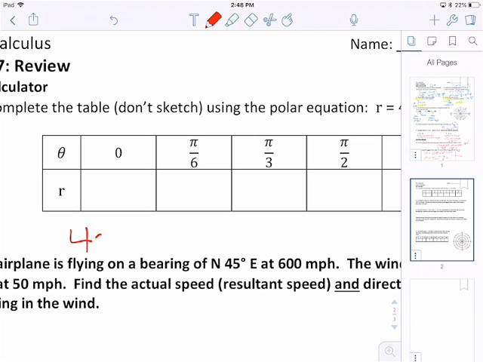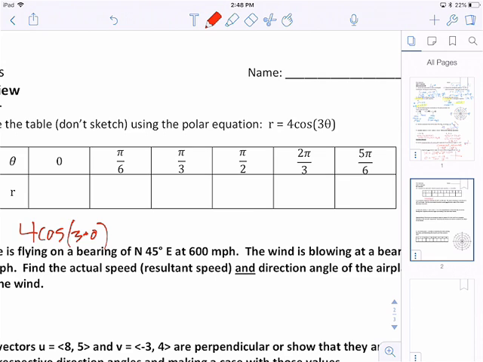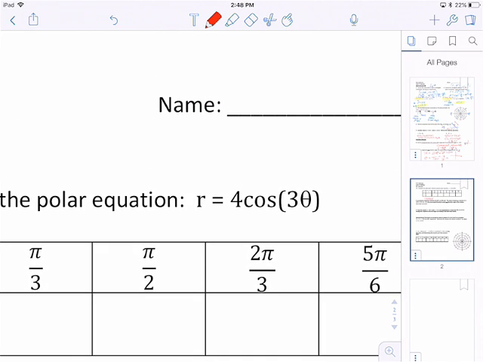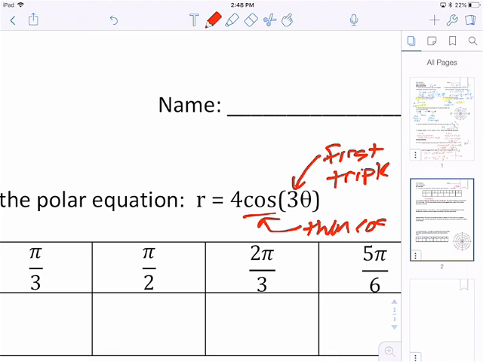When you do 4 cosine, r comes from 4 cosine of 3 theta. So when you do these, you have to be extra careful that you take 3 times the angle first. The order of operations requires that you do the 3 times the angle first. First, triple the angle. Just like Colin does every time he does one of these. You've got to triple the angle first, then you cosine, and last you multiply by that 4.